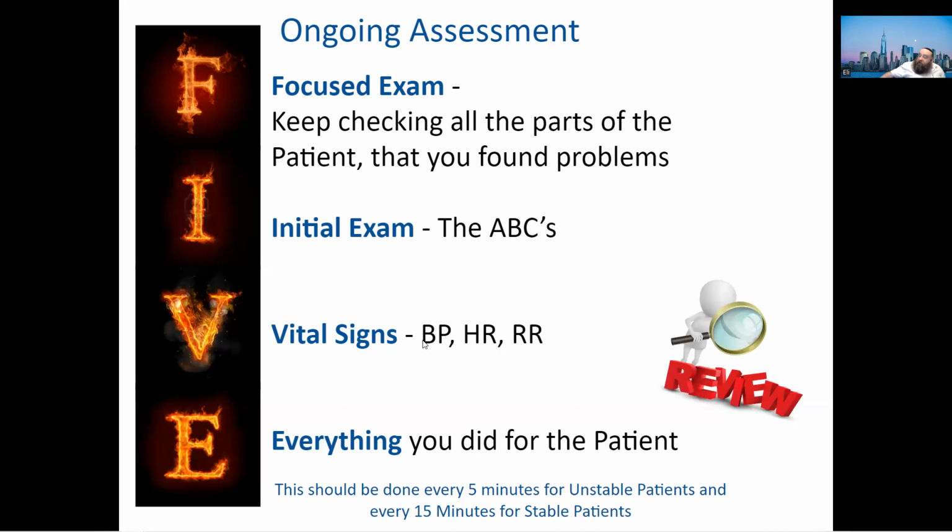V is vital signs, which is broken down into blood pressure, heart rate, and respiratory rate, en route every 5 minutes. And E, everything you did for the patient. So if you gave the patient oxygen, make sure the oxygen is running. If you bandaged something, make sure it's not bleeding through. So everything you did for the patient needs to be checked.